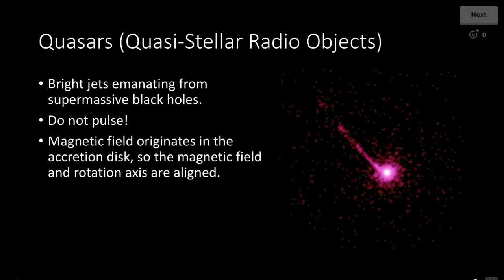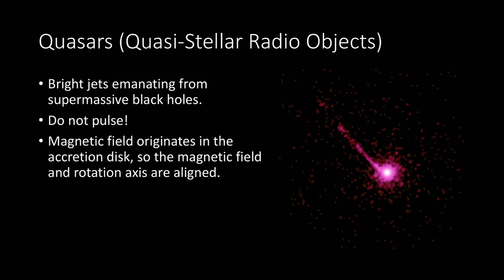Quasars, or quasi-stellar radio objects. So when these were discovered, they were objects in space that emitted radio light, but didn't emit any other kind of light, and they were point-like, so they were not like a galaxy or something. So they were quasi-stellar because they were point-like and they emitted radio, so they were radio objects. At the time, they didn't know what these were, but now they know that these are black holes with jets coming off of them. So they don't pulse like a neutron star does because the rotation axis and the jet are always aligned.